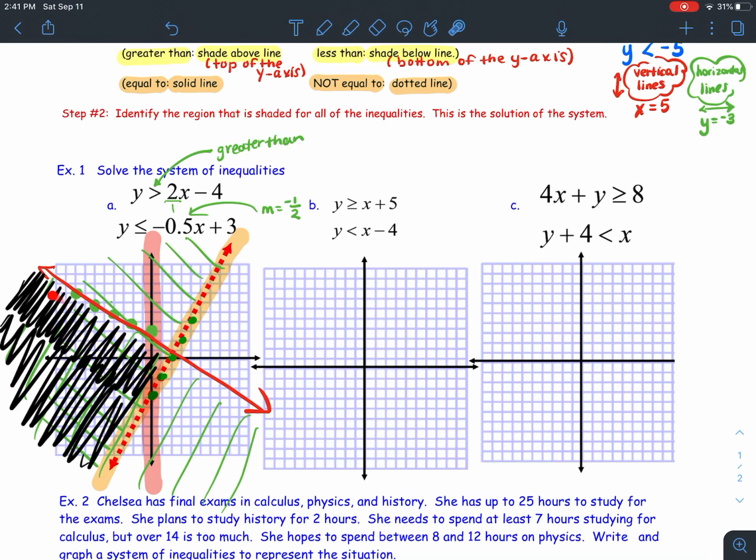So any points that fall in this shaded area right here, the x and the y value would make this inequality as well as this inequality true. Okay. All right, let's go ahead and try another one here.